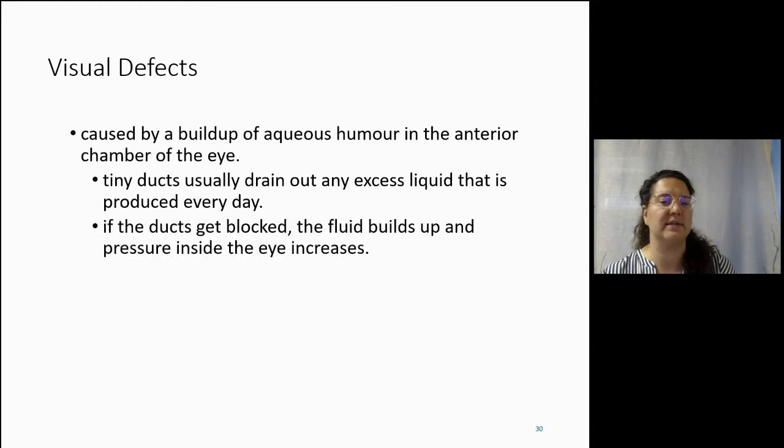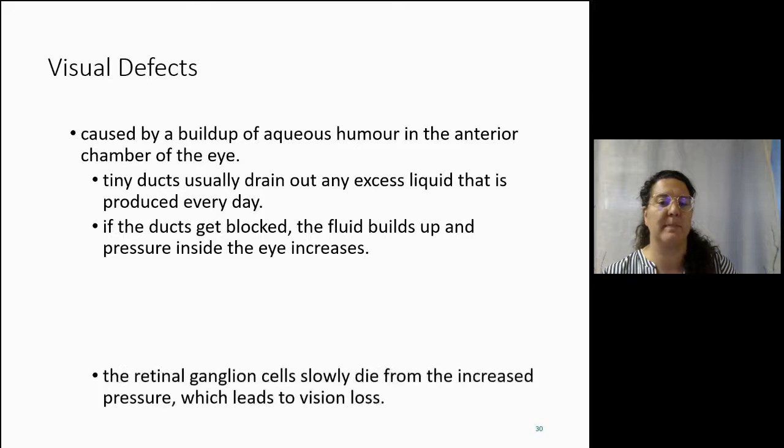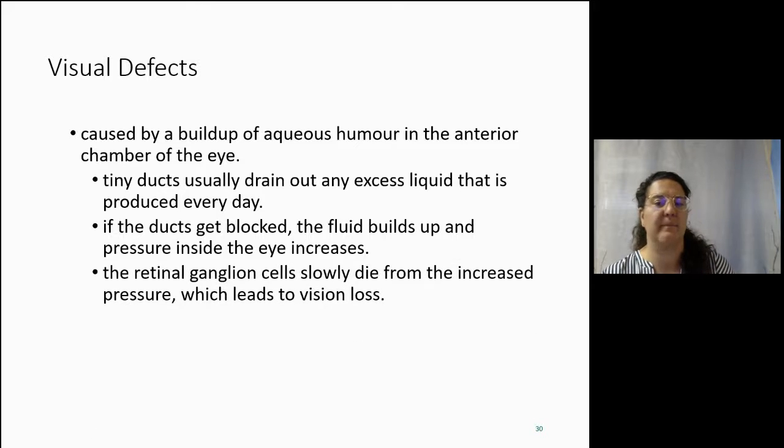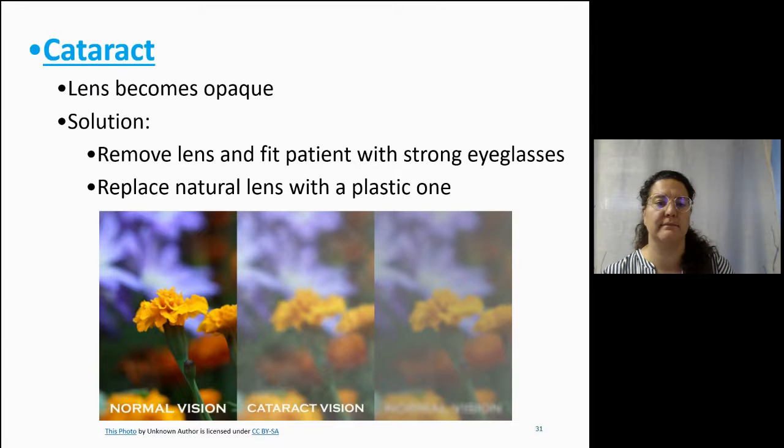So the tiny tear ducts usually drain any excess fluid out of the aqueous humor, but if it gets blocked, the fluid builds up and pressure increases inside the eye. And then those cells can die at the back of your retina.